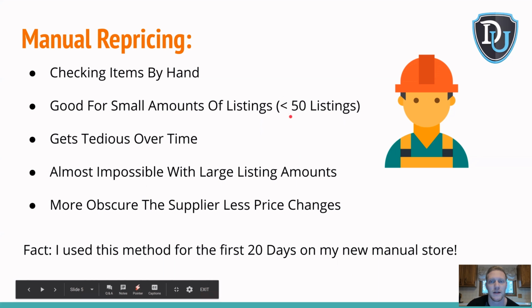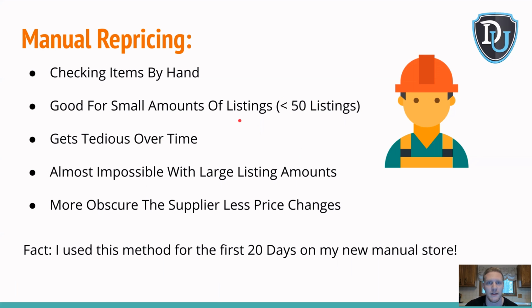So like I said, it's probably good for under 50 listings. And then also, it's almost impossible to do with a large amount of listings. As I said, it's pretty hard to do. And the more obscure the supplier, the fewer price changes, as I already stated.